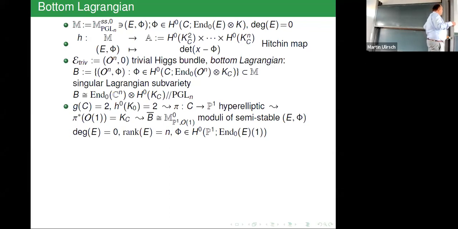Okay, so this now is beautiful because inside the Hitchin moduli space there is another Hitchin moduli space, but instead of over C, which is more complicated, we have P1, and the bottom Lagrangian is actually just going to be an open stratum in here.